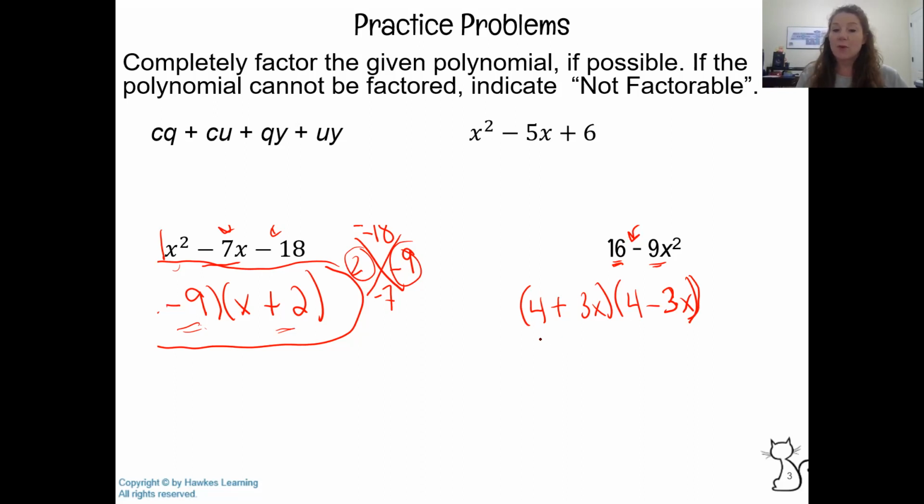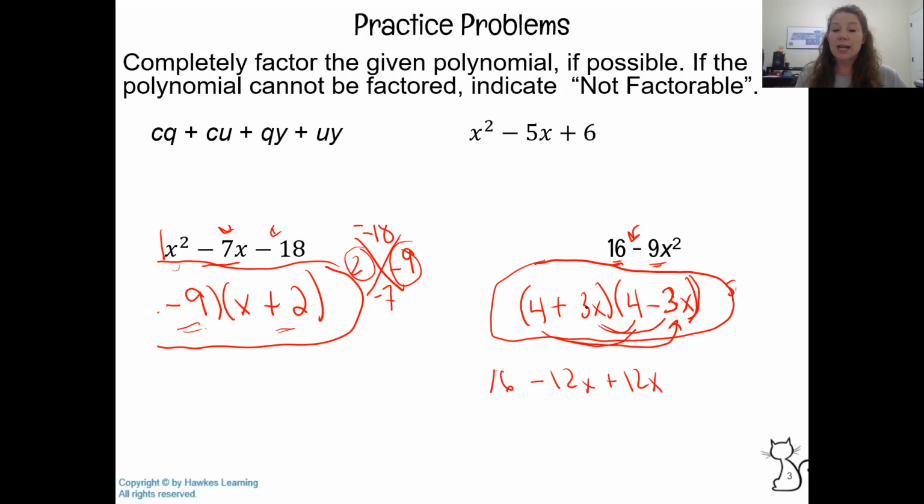So now, this is our final answer, but I want to check it, so we're going to FOIL it. We multiply the first two terms, which is 16. Our outside terms, 4 times -3, is -12x. Our two inside terms give +12x. And our last two terms, 3x times -3x, is -9x squared. Do you notice these two middle terms have opposite signs, so they cancel each other out? So we get what we started with. Okay, so this is our final answer.